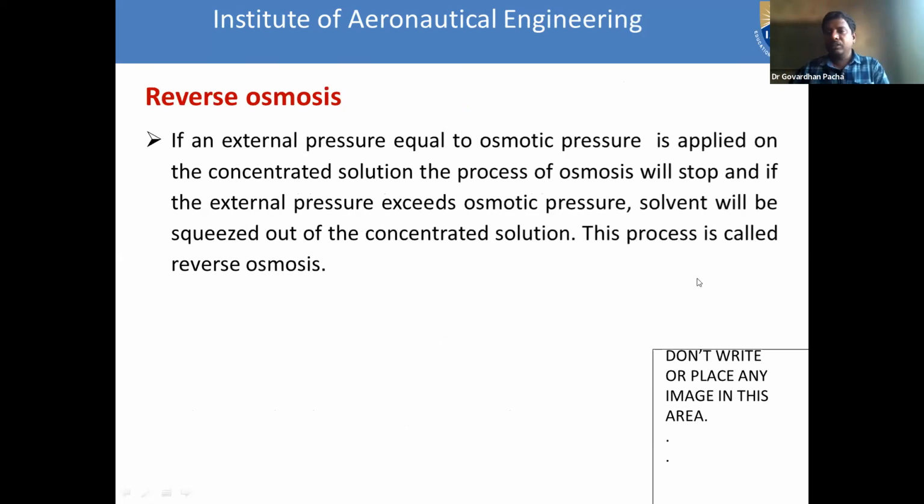Next, we see reverse osmosis. Reverse osmosis means if you apply additional pressure on the concentrated side, and that pressure exceeds the osmotic pressure, then the flow of the solvent is reversed. In osmosis, flow is from lower to higher concentration. But in reverse osmosis, we apply additional pressure greater than the osmotic pressure. Then the flow of the solvent takes place from higher concentration to lower concentration. That process is called reverse osmosis.